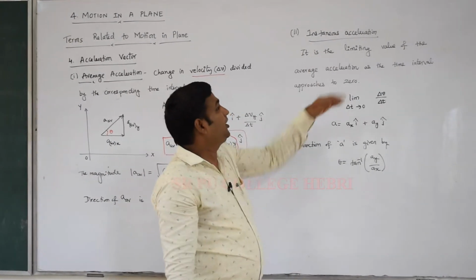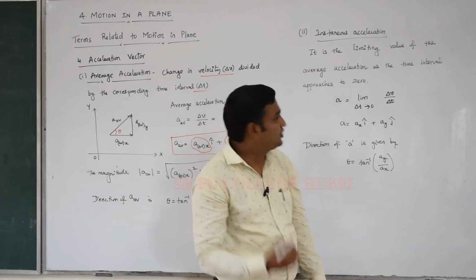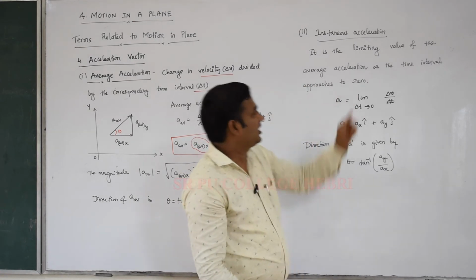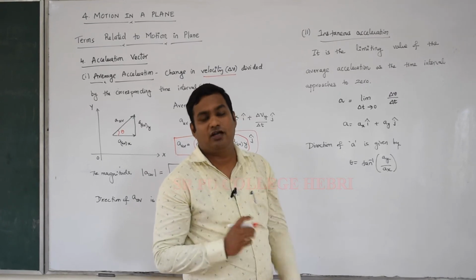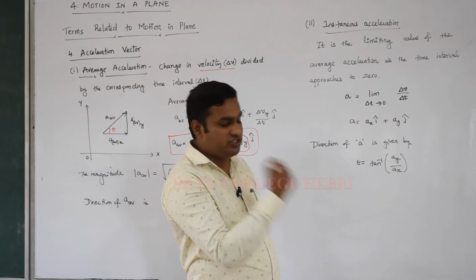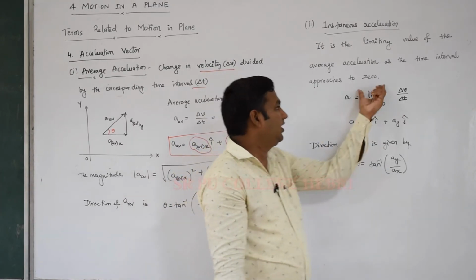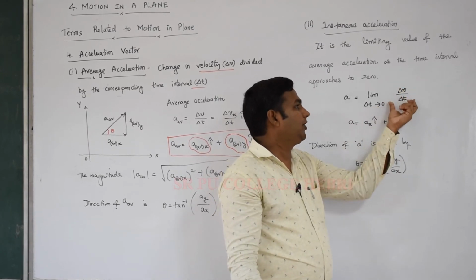Then the second one is instantaneous acceleration. It is the limiting value of average acceleration as the time interval approaches 0. Again I repeat, it is the limiting value of average acceleration as the time interval approaches 0, or it is the acceleration of a particle at a particular instant of time, that we call acceleration or instantaneous acceleration, that we denote mathematically as a is equal to limit delta t tends to 0, delta v divided by delta t.